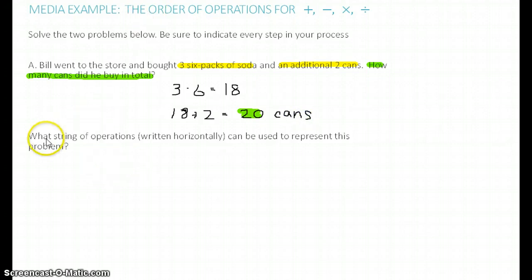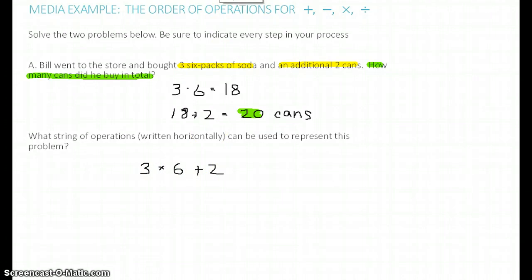Okay, now for the tricky part. What string of operations written horizontally can be used to represent this problem? So let's do what we did with the other problems, where we start by writing 3, use this multiplication symbol, 3 times 6, and then we added on 2. Okay, so now let's consider if we were just given this problem, this symbolic form, and we weren't given the application problem, how would we know whether to do the multiplication first or the addition first?